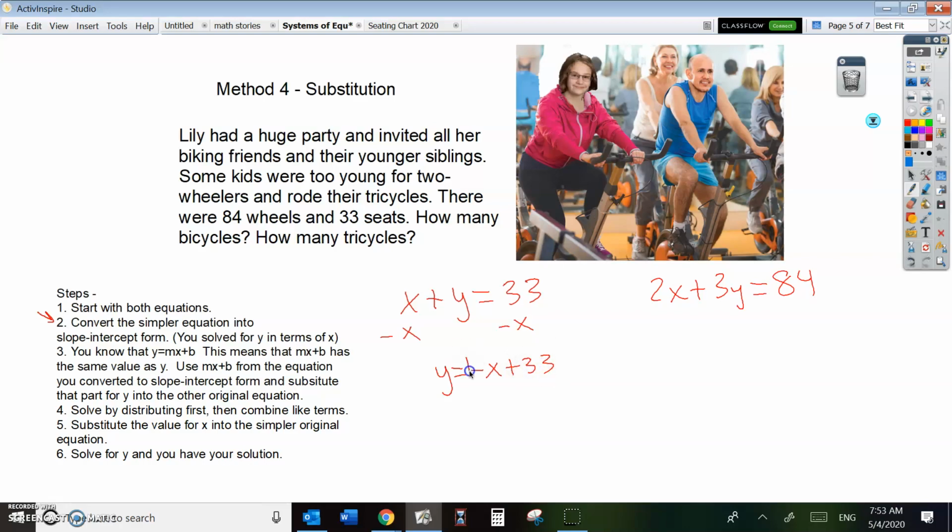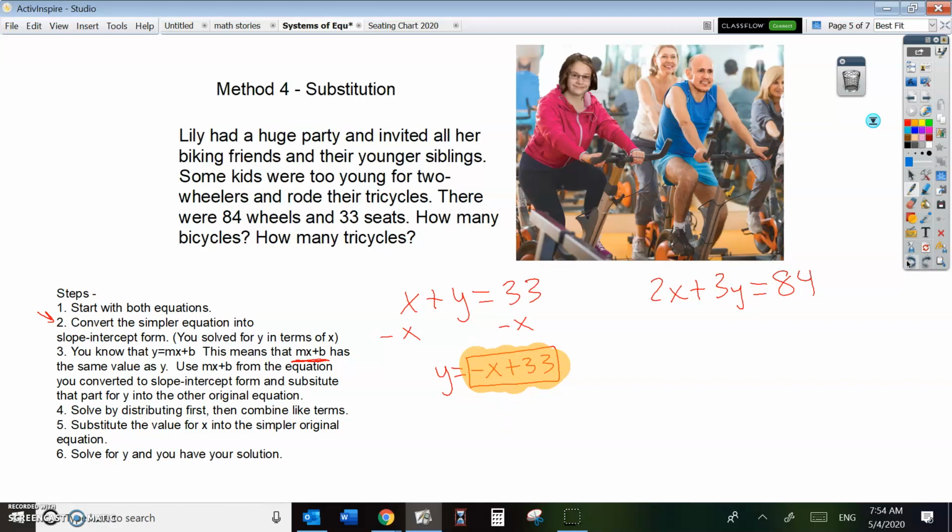Now you'll notice that this section of the equation, negative x plus 33, is the same as y. It equals y. It's mx plus b. So we're going to use this chunk right here to insert into the other equation. So instead of writing y in the other equation, we're going to put negative x plus 33. So we're substituting this value in for this variable y.